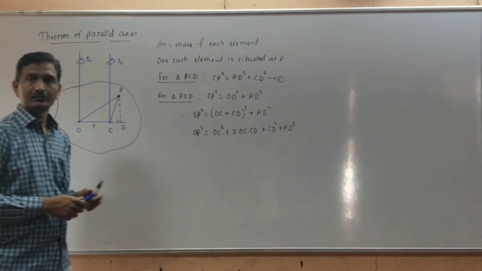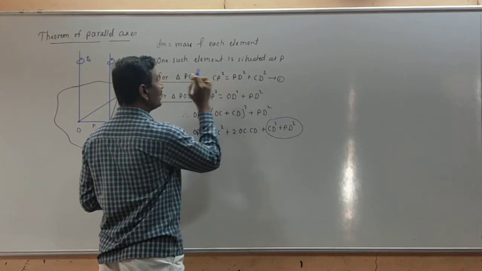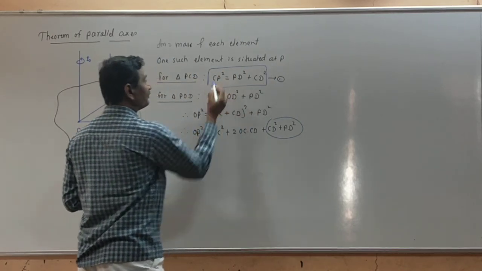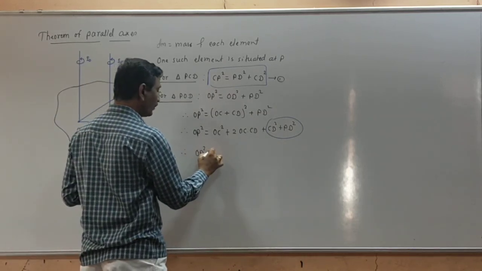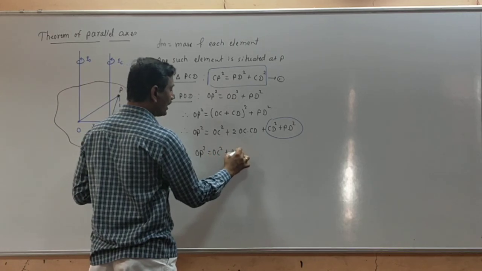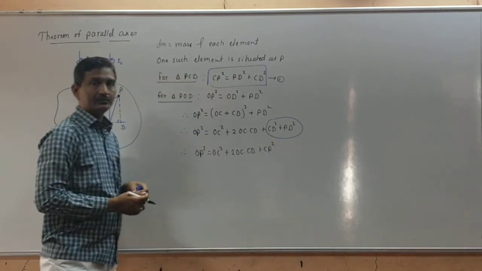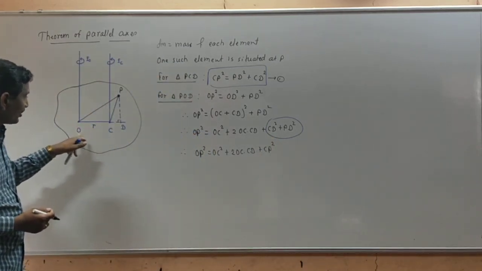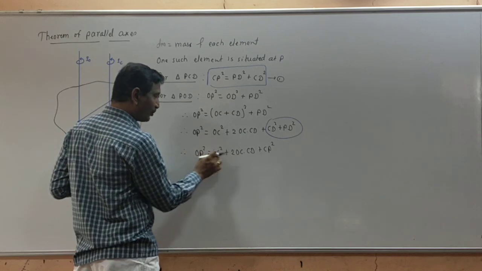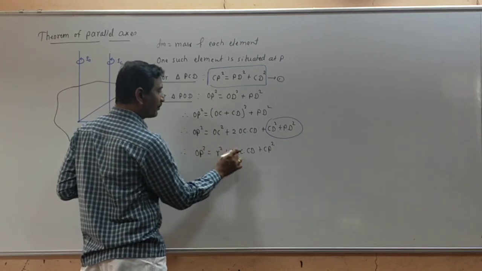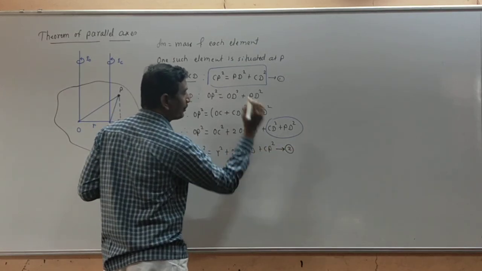PD square. Now see the equation number 1. What is this CD square plus PD square? It is CP square from equation 1. And therefore OP square is equal to OC square plus 2 times OC into CD plus CP square. Now, distance OC is what? R. So we also put OC is equal to R. So here we get OP square is equal to R square plus 2R into CD plus CP square, equation number 2.